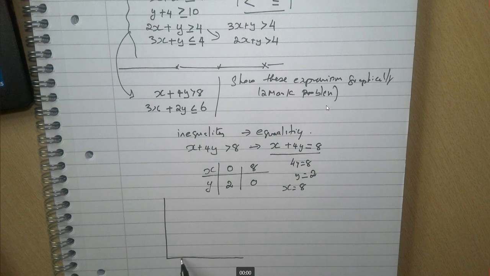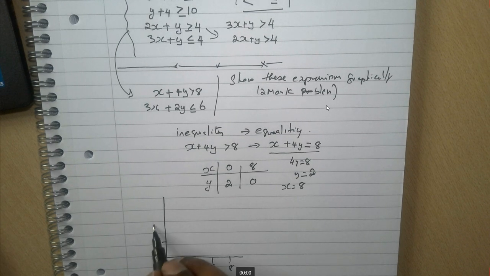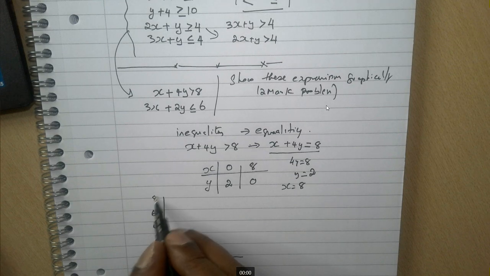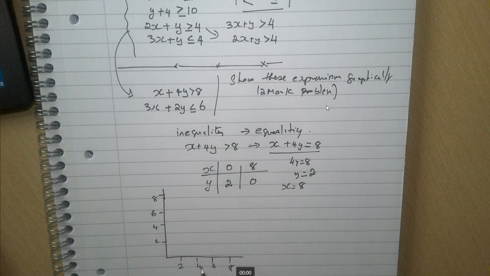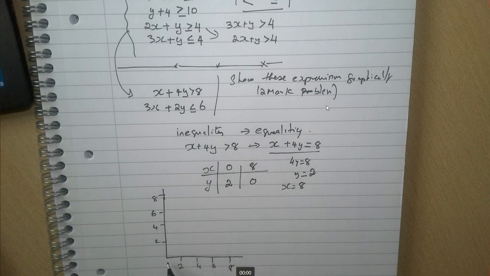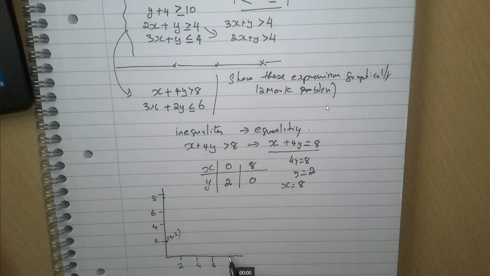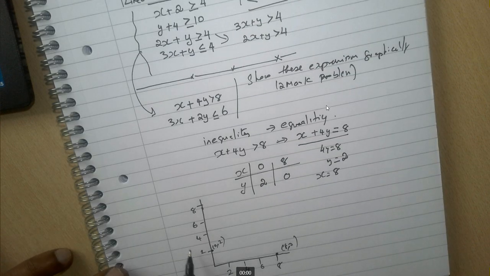So let's create some rough plot. 2, 4, 6, 8. So what values do you have? We have 0, comma 2. So x is equal to 0, y is 2. That point is 0, comma 2. And then x is equal to 8, y is equal to 0. So that's here, 8, comma 0. Just connect these two points.